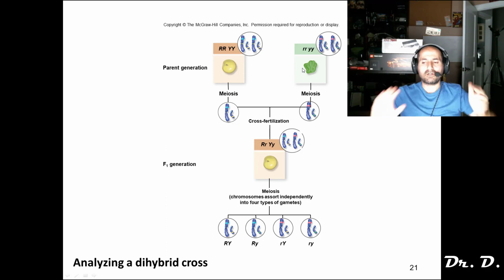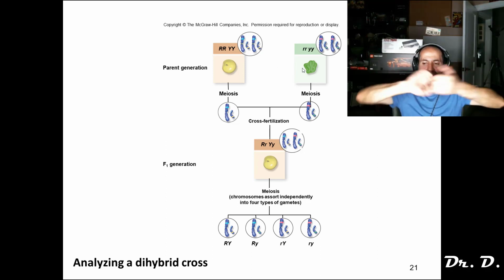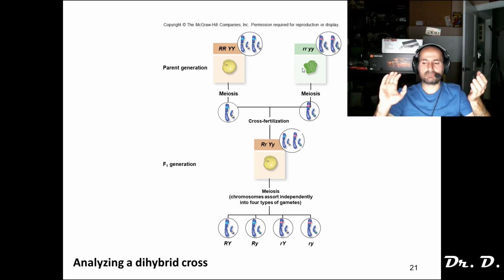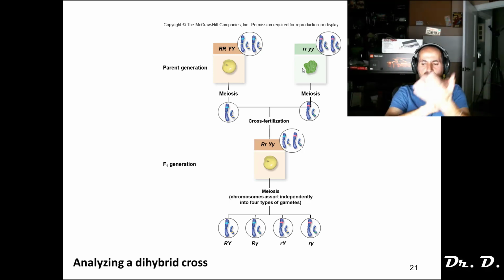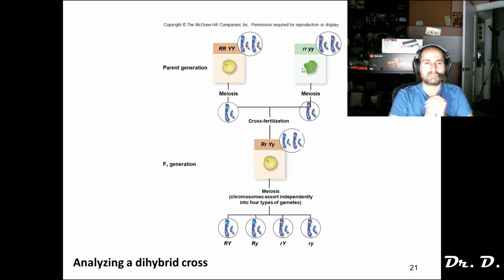Again, are the traits round and yellow linked? Are green and wrinkly linked? Or can you mix and match? Can you get some combination that you did not see before? All right, so that is the main point. Let's hop to the board and explain how the dihybrid cross works.